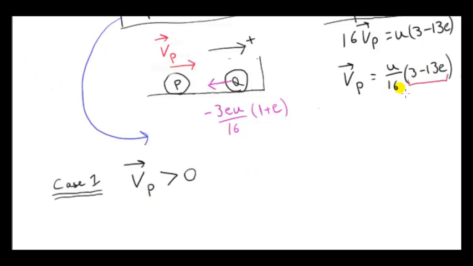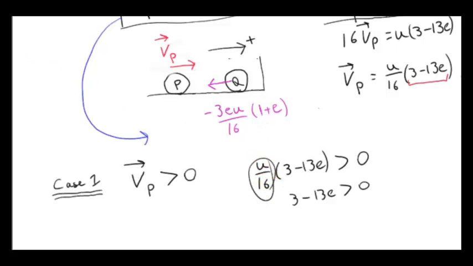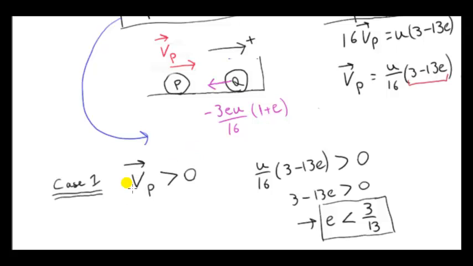So we kind of went through this already. So we put this quantity u over 16 into 3 minus 13e greater than 0, and we saw that that's the same thing as saying that 3 minus 13e is greater than 0, because this u is always greater than 0, this bit here. So we can forget about this bit, that's always positive. So we just need the thing in brackets to be positive. So this means that e is less than 3/13. Okay, so if e is less than 3/13, well, there certainly is going to be a collision between the two spheres, because then Vp will be positive. P is moving to the right.